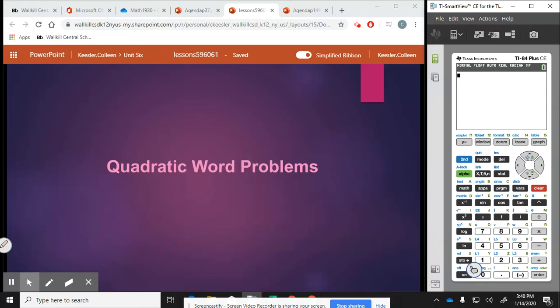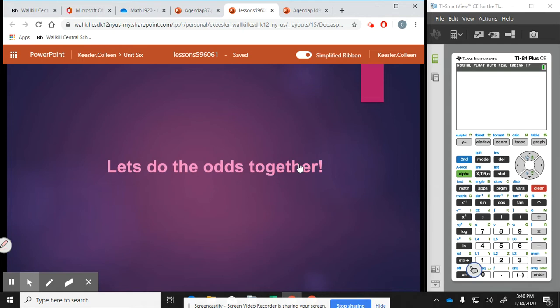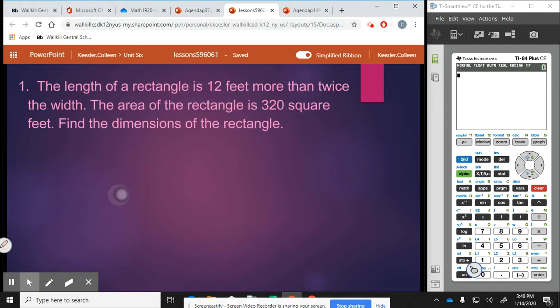Hey gang, today we're going to be looking at quadratic word problems. Let's do the odds together. So the length of a rectangle is 12 feet more than twice the width. The area of the rectangle is 320 square feet. Find the dimensions of the rectangle.